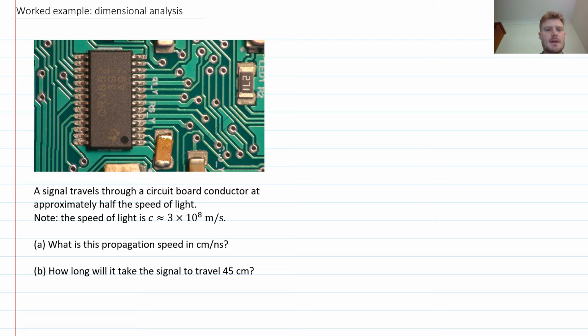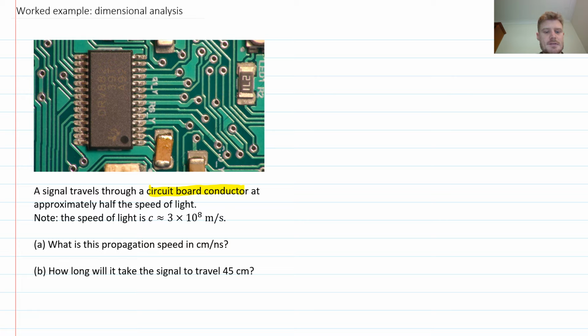This question says that we have a signal traveling through a circuit board conductor. So the conductor on the circuit board would be one of these little wires that you can see in the lighter green color here running across this circuit board. By the way, this circuit board is one that was designed by some second years in one of my classes.